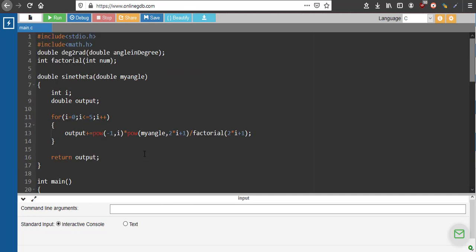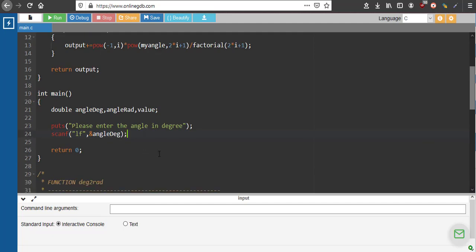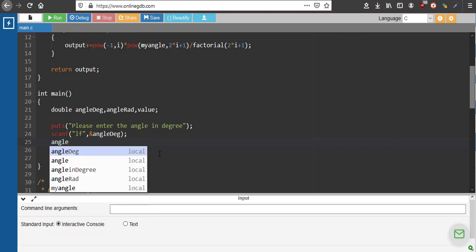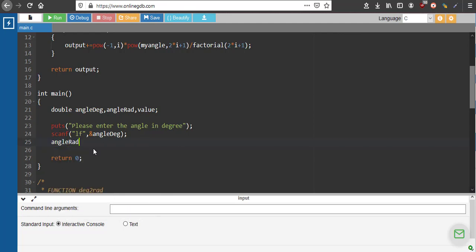Okay, so that is done. Now we have to call the function. So this value will be storing the result. So before that, we have to convert the degree to radian. That is why I created the second variable, angle in radian. So I am converting it.